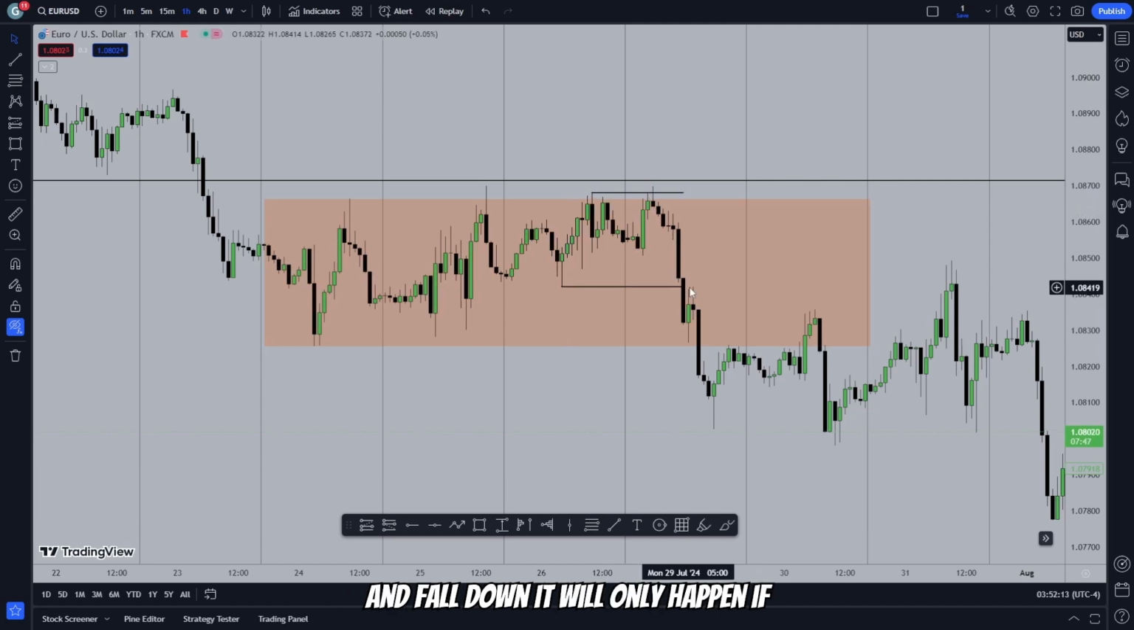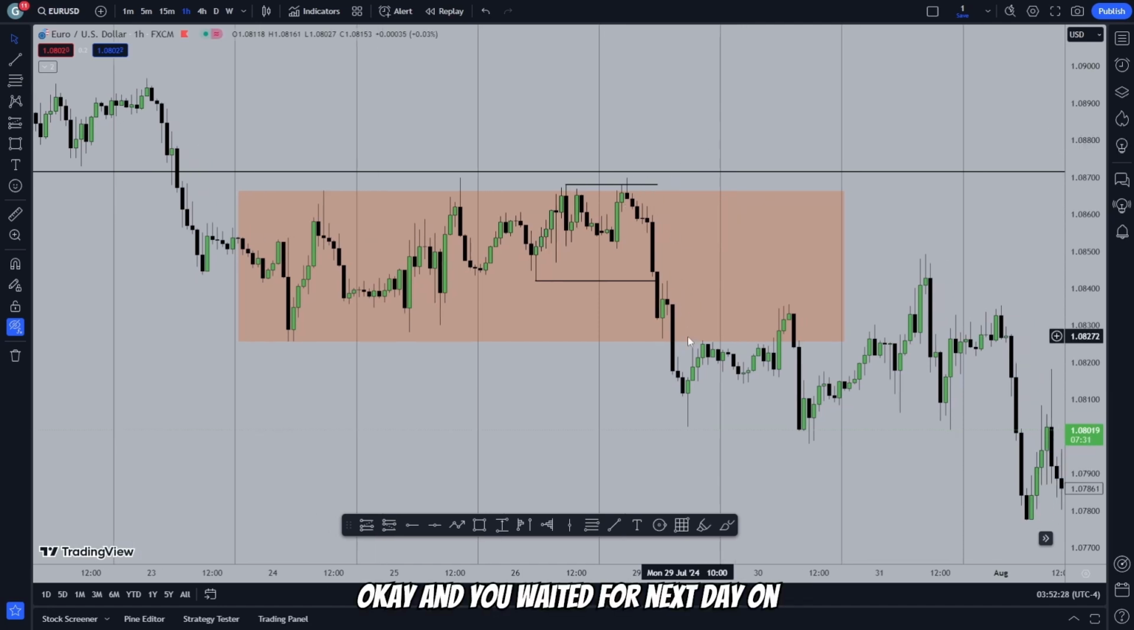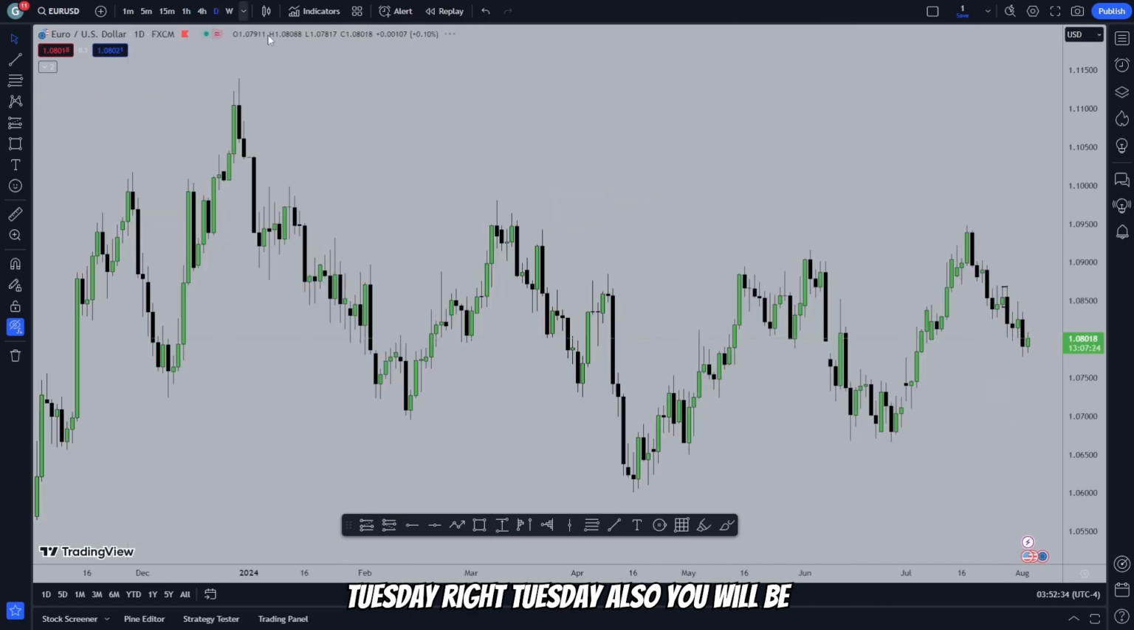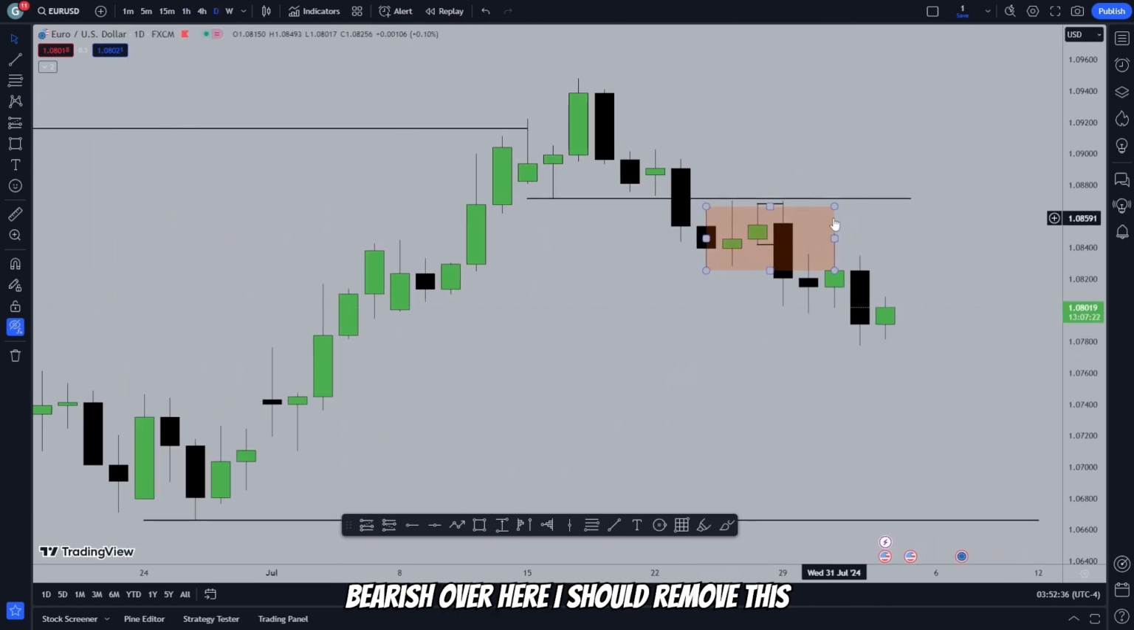It will only happen if the market is bearish, and if it goes and takes the buy side liquidity, that's the best opportunity you got to take trades. So you got one entry over here. Suppose you missed this entry and waited for the next day, Tuesday. On Tuesday you will also be bearish over here.